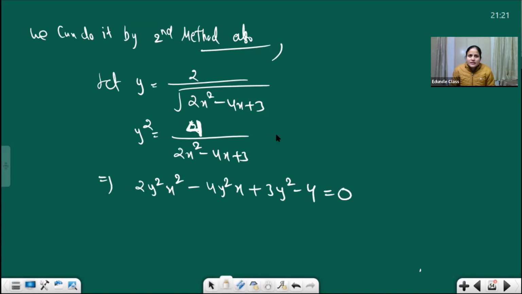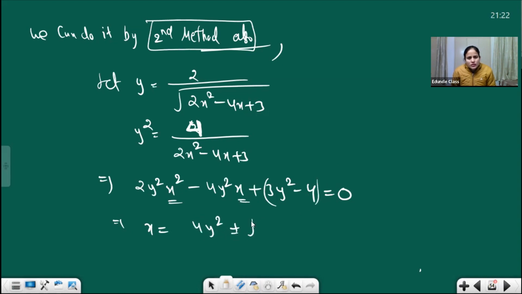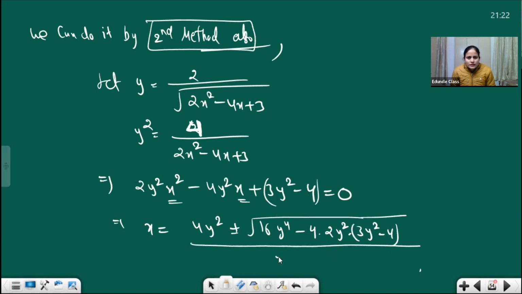Let's quickly see it by the second method. As it is a quadratic in x, so x is equal to minus b, that is 4y square, plus or minus square root of b square, that is 16y to the power 4, minus 4ac. 4a is 2y square and c is 3y square minus 4, divided by twice a. The coefficient of x square is 2y square.